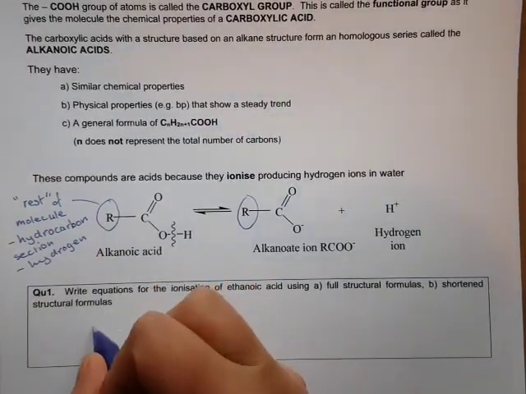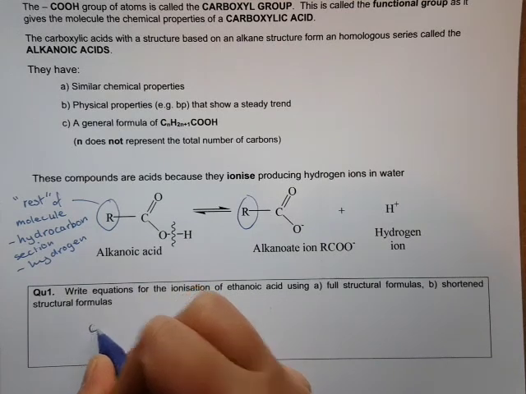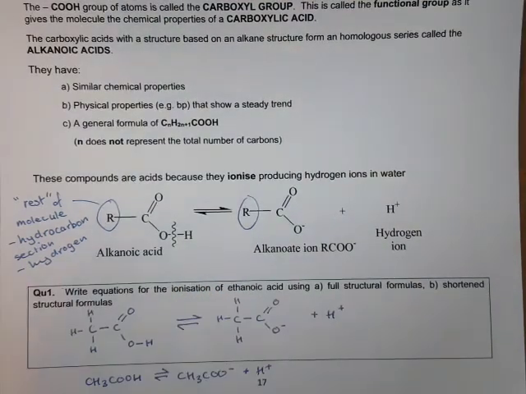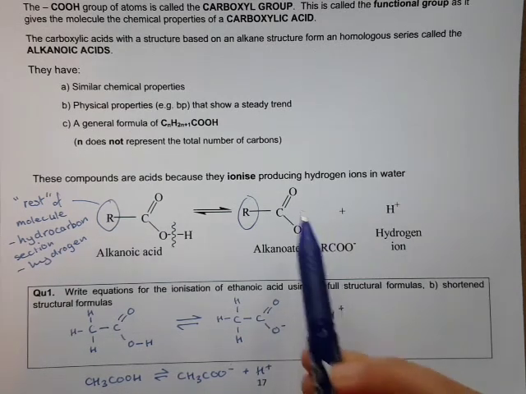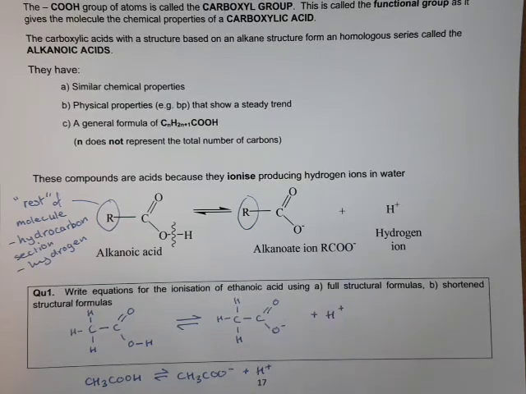So the ionization of ethanoic acid would be, okay, so you can see it given to you here, the full structural formula version on top, and then I've had to write the shortened structural formula underneath. I haven't put state symbols in here, but like it says in this here, it would most likely occur in solution.